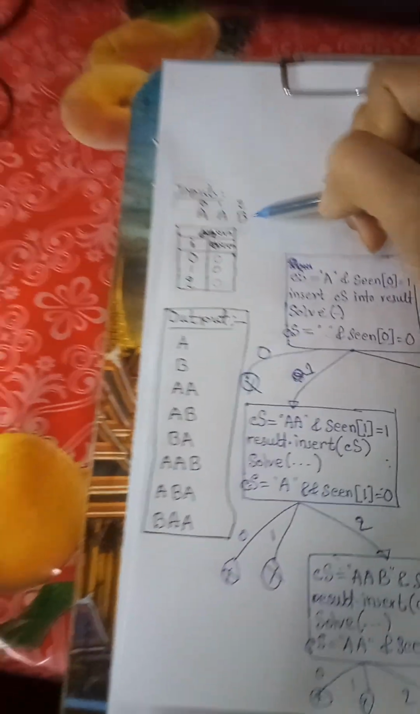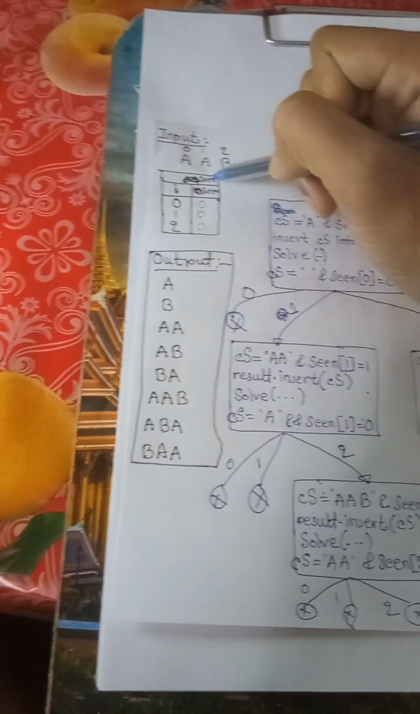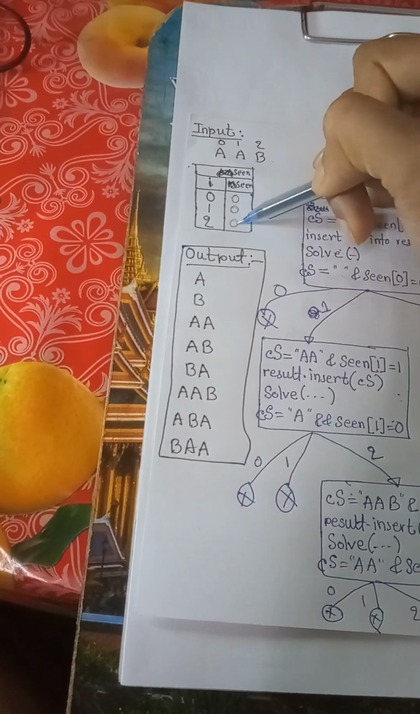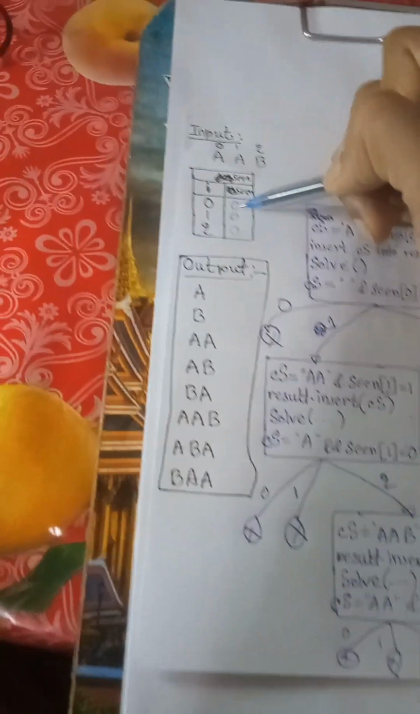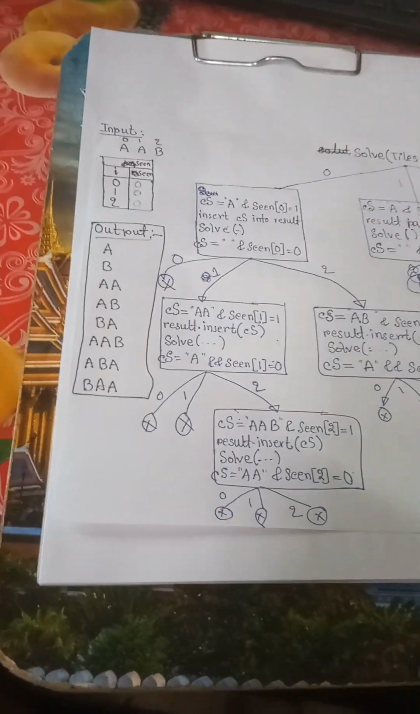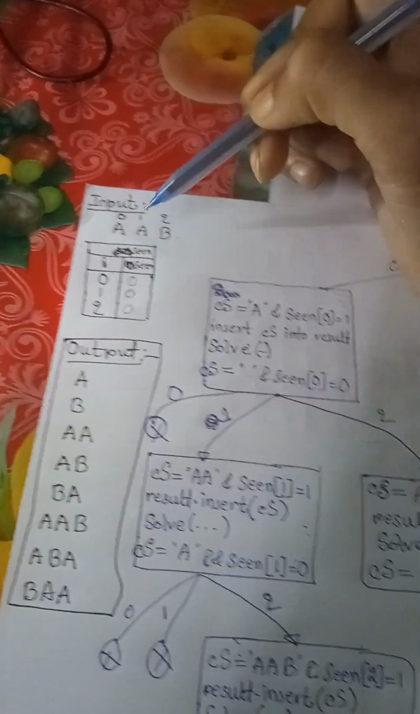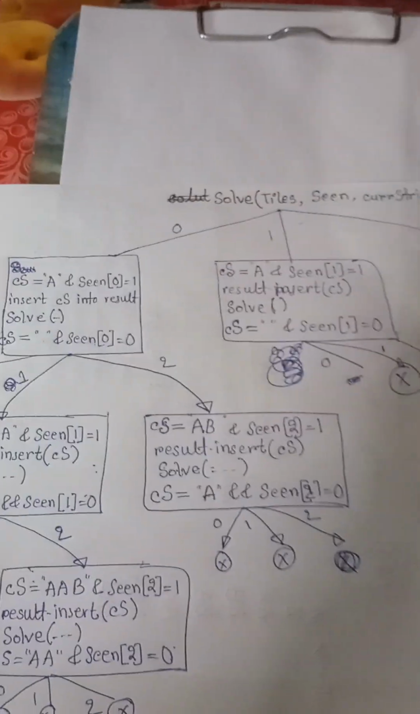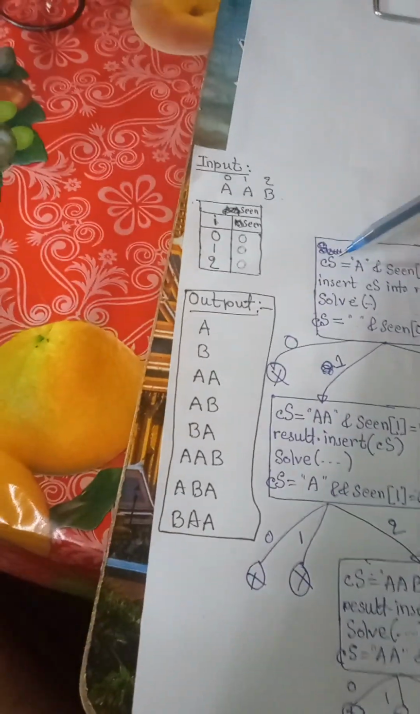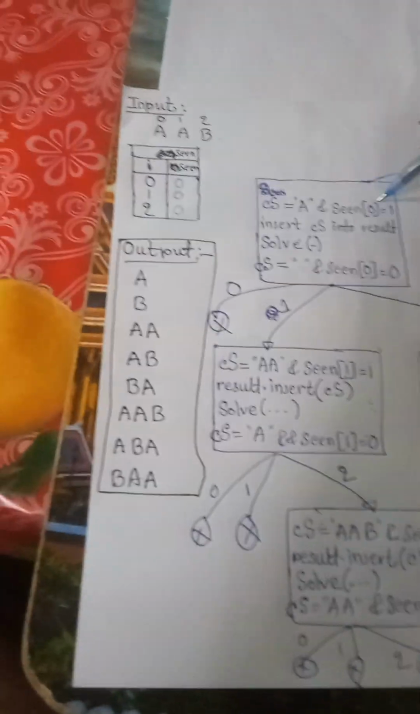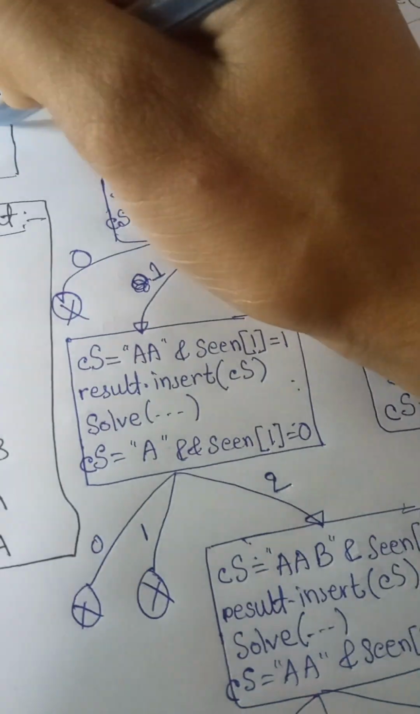So this is my input string AAB, and this is my map seen[i], and this is the value of seen[i], whether it is seen or not. By default it is set to 0, because the first time every element is not seen. You can see that I'm calling this function solve, and there are three indexes, 0 1 2, for this input string. I'm calling for 0, and my current string is A, and seen[0] is set, and this index becomes 1.